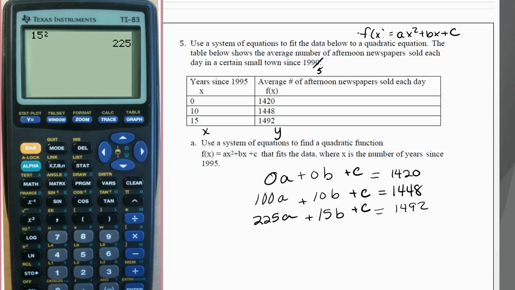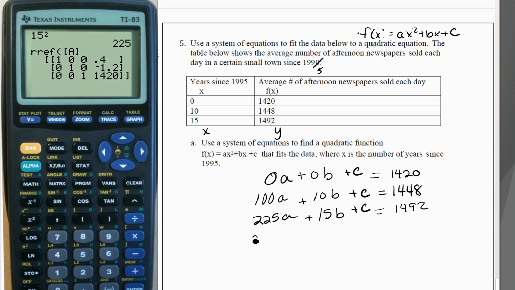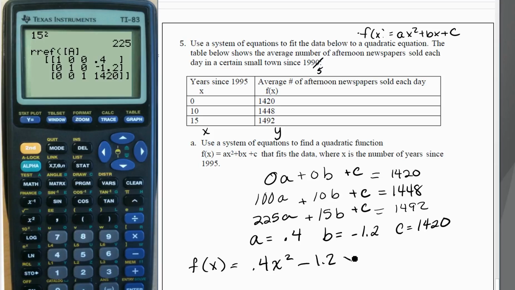We want RREF A. That was the last one we did. If we hit second enter again, there's our RREF A. Okay, so this tells us that A is going to be 0.4, B is going to be negative 1.2, and C is going to be 1420. Now, this means that our equation, f of x, is 0.4x squared minus 1.2x plus 1420.